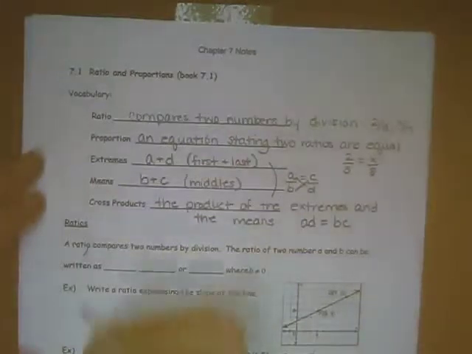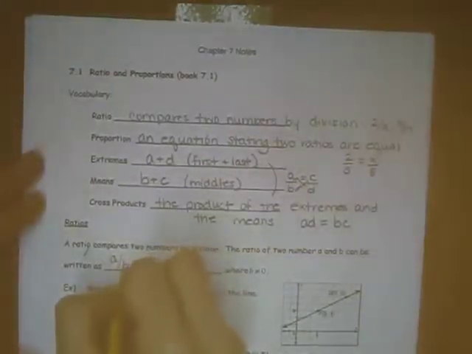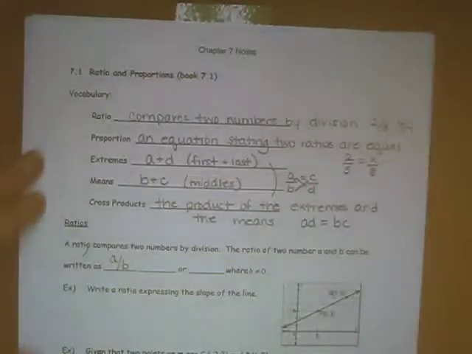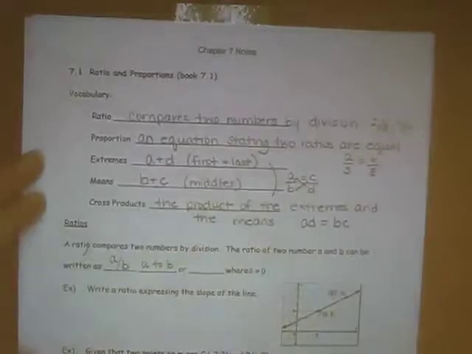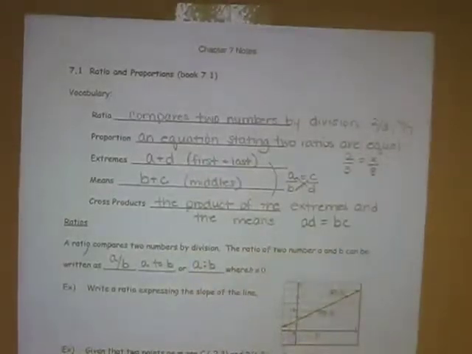All right, the next word we're going to talk about is the word ratio. We're going to go back to that word. A ratio compares two numbers by division. We talked about that already. The ratio of two numbers, A and B, can be written in many different ways. One way you can write it is as a division, A over B. Another way is with the word to, A to B. And another way is with a colon, A colon B. Those are three different ways to write a ratio.